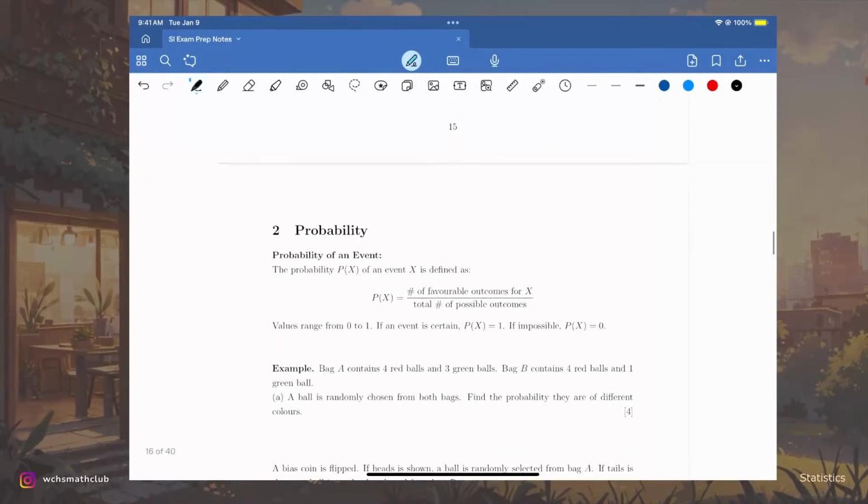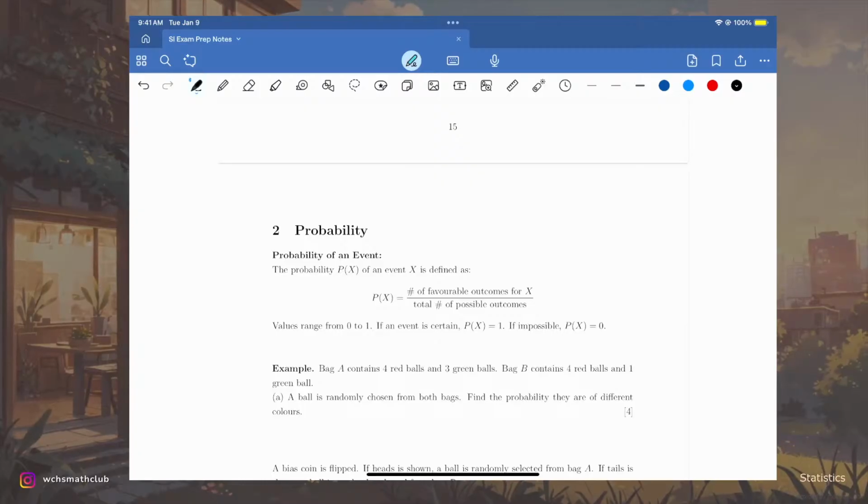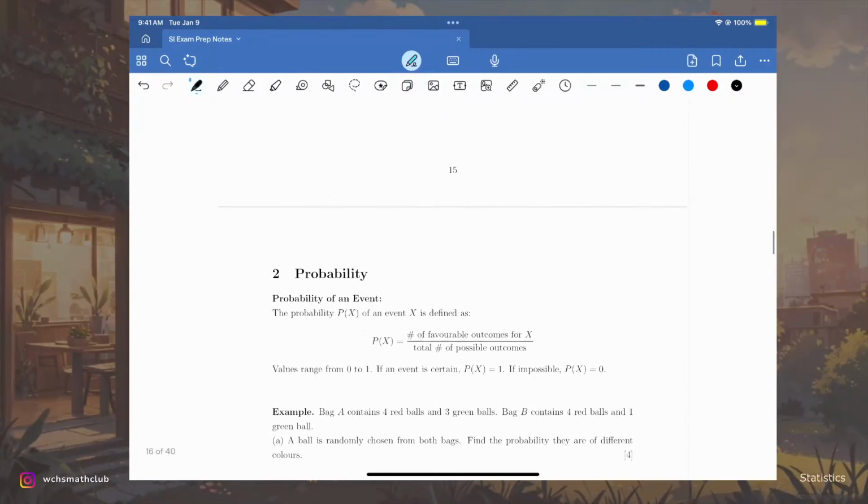Okay, I think that's all there is for stats. If there are any questions, just put it in the chat.